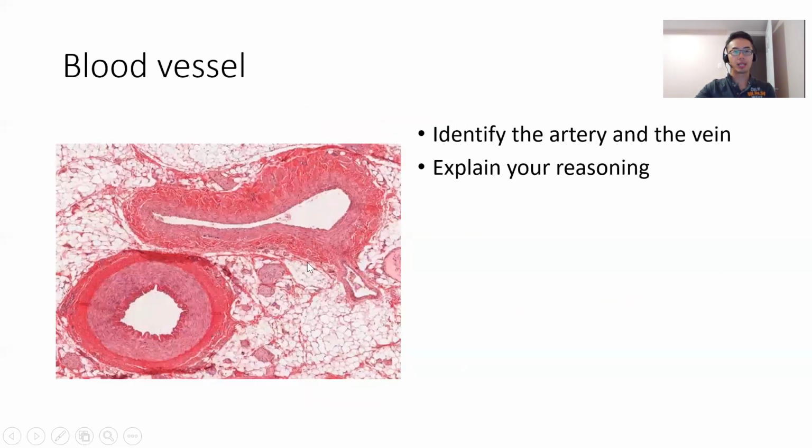Blood vessels. So here, this is the artery. This is the veins. You can tell because arteries are thicker. They have thicker walls because they need to withstand the high pressure. And then the lumen is typically smaller. Okay, and then the veins are bigger.